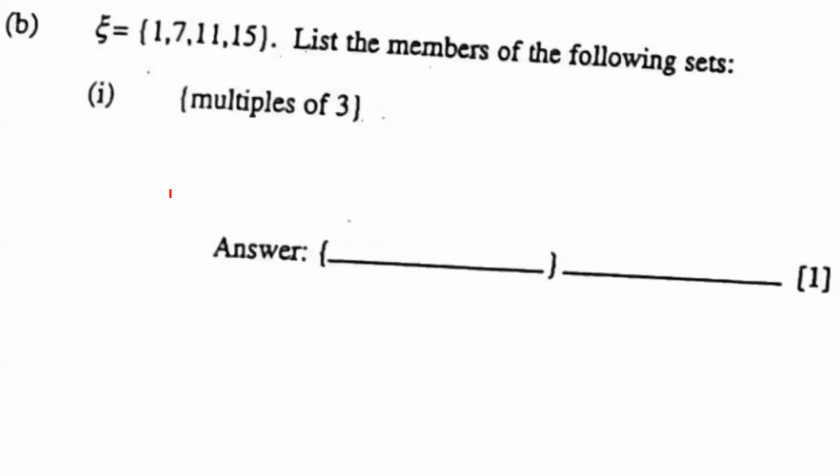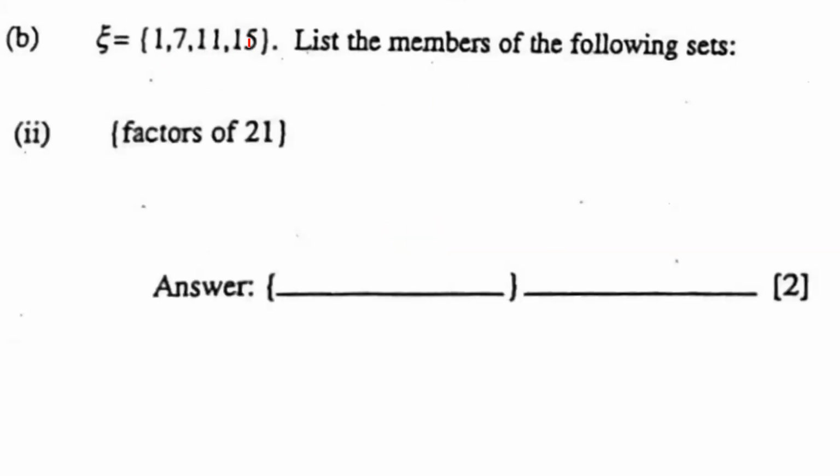Move right along, we have question number B. Here we have a set. In the set, we have 1, 7, 11, and 15. And they want us to list the members of the sets that are multiples of 3. The only multiple of 3 in this set is going to be 15 because 3 times 5 is 15. And so that means that for this one, it's going to be BI is 15.